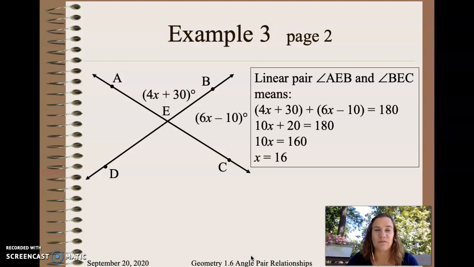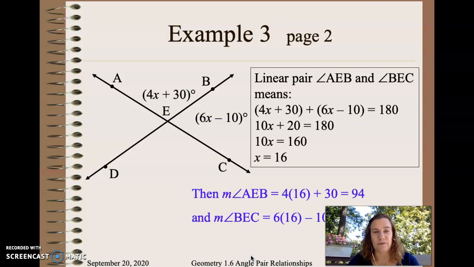16 is not the answer of either of those measures. 16 is the x that gets inserted into those. Inserting it in, we get AEB equals 94 and BEC equals 86. If we add the two of those together, it should equal 180. Check your work here. Using the relationships of the vertical angles, we can solve for all four.